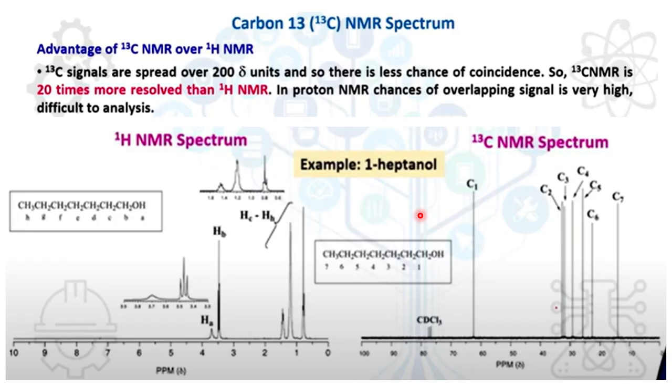But if, for example, some sample has a very high number of different protons, within that small scale there will be a chance of merging with one another. So that is one disadvantage. But in case of 13C, because of the higher scale, they can be well separated from one another. It is 20 times or more resolved than 1H. So the chance of overlapping in case of 1H is very high as compared to 13C.